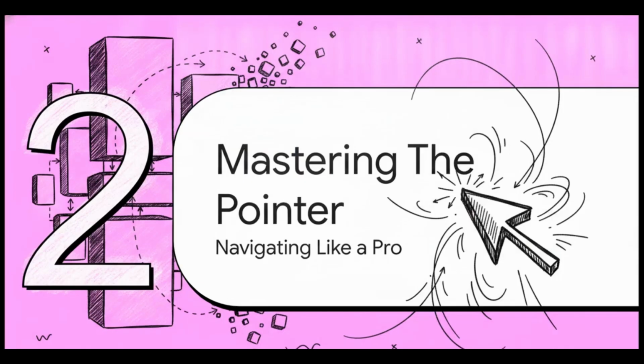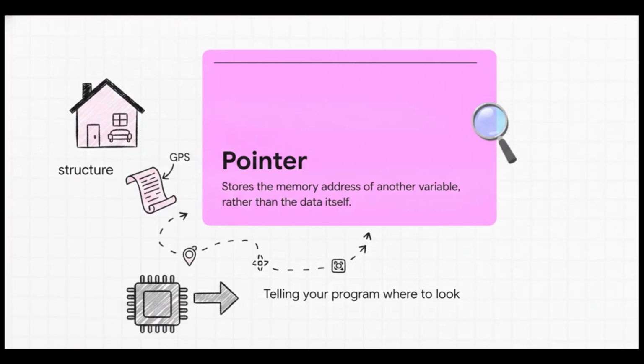C programming. Moving on to Section 2, Mastering the Pointer, Navigating Data like a Pro. So here's the catch. Structures alone have a limitation. Passing massive structures around your program eats up memory incredibly fast. Enter the pointer. A pointer is simply a variable that stores the memory address of another variable rather than the actual data itself.